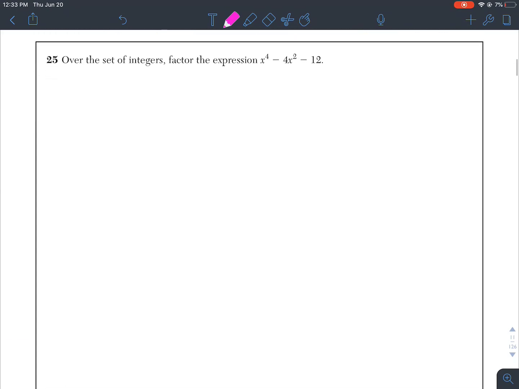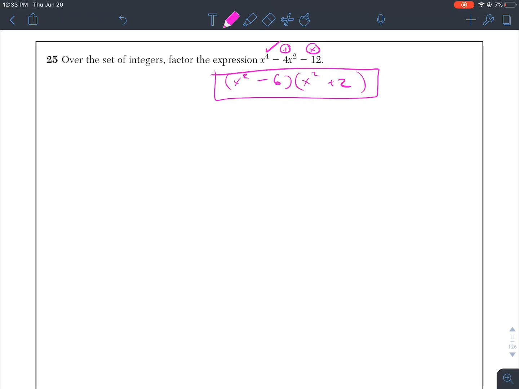Okay, for these ones, we got some long answers. This looks a lot like sum and product, but with x to the 4th there. So when we factor it, instead of having x, we'll have x squared times x squared to give us x to the 4th. Now we're looking for two numbers that sum to -4 and have a product of -12. That's -6 and +2, and we are done. It can't be factored any further because this is not a perfect square, and this is not a difference.